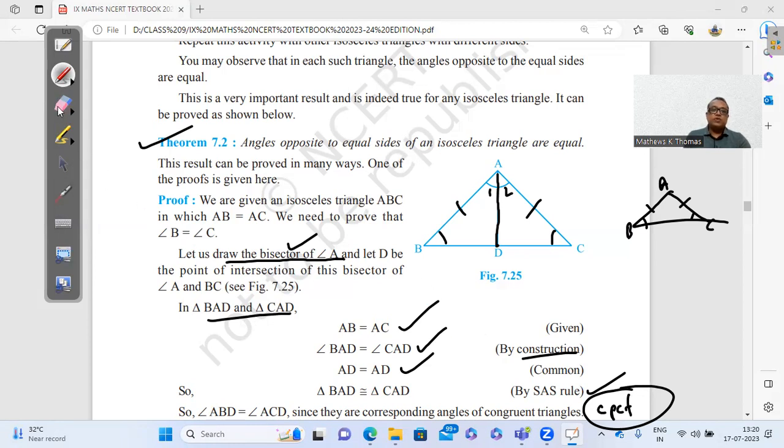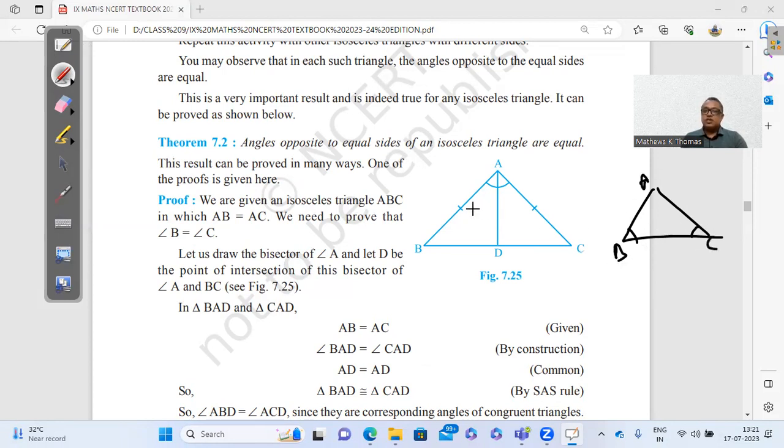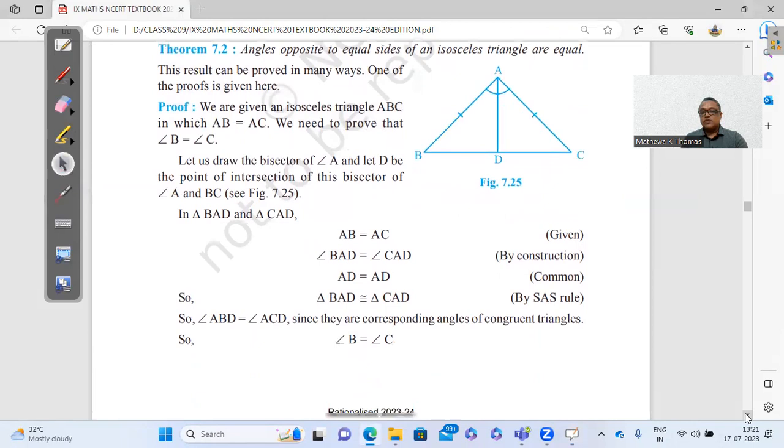So this proof is important. It can be asked in the exam: prove that angles opposite equal sides are equal. And the reverse of this will also be true. If angles are equal, then the sides opposite to the equal angles will be equal, right? So the theorem says that if sides are equal, angles are equal. The converse says that if angles are equal, then sides opposite to equal angles are equal. And we'll be using both these properties when we are doing the second exercise.